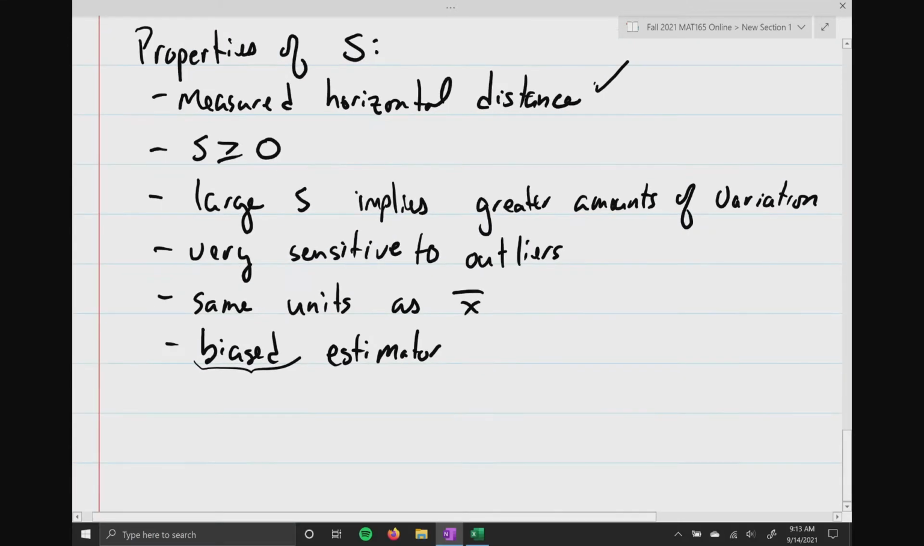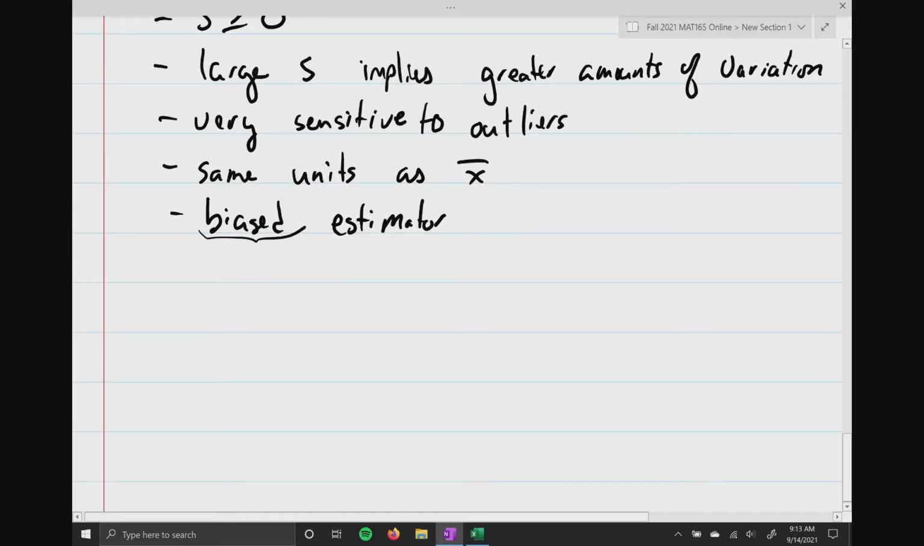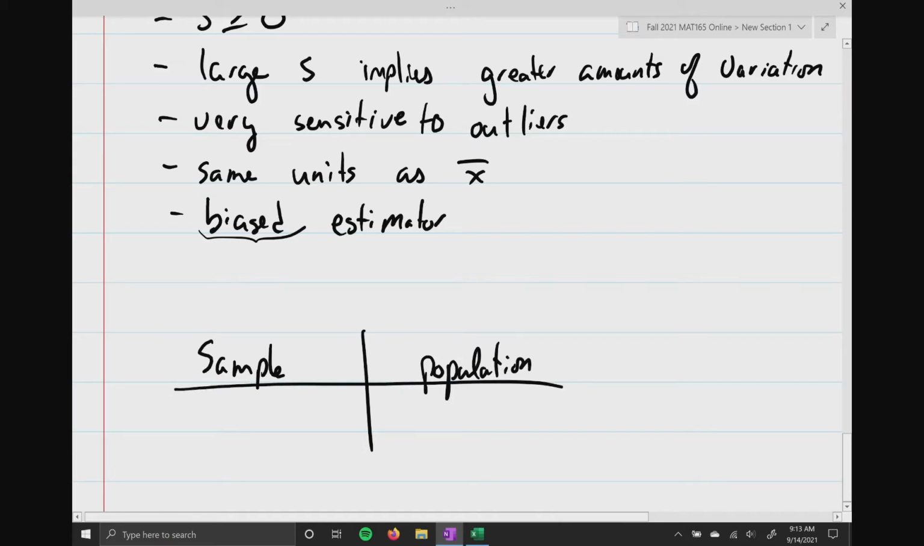Lastly, I want to go over, well, it's not lastly. We've been talking a lot about samples and populations, and it is extremely important that we know the difference. Remember, you got an island.